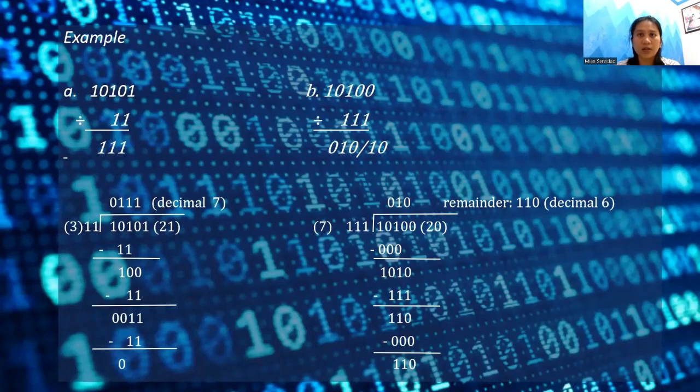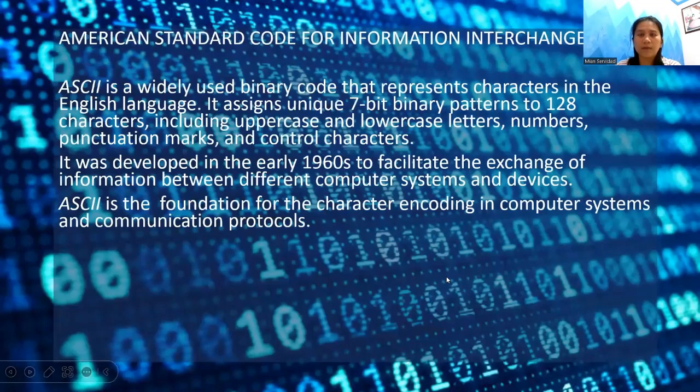Next is the American Standard Code for Information Interchange, or ASCII. It is a widely used binary code that represents characters in the English language. It assigns unique 7-bit binary patterns to 128 characters, including uppercase and lowercase letters, numbers, punctuation marks, and control characters. It was developed in the early 1960s to facilitate the exchange of information between different computer systems and devices.